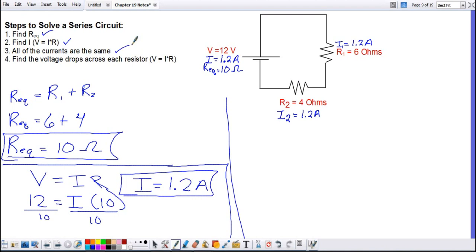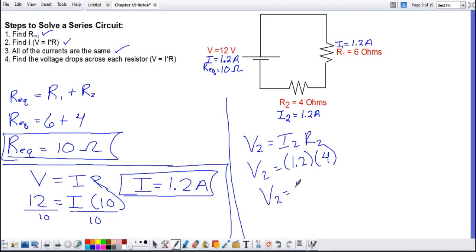The last step, find the voltage drop across each resistor. Okay, so we're going to go ahead and find the voltage drop here at resistor 2. So the voltage drop at resistor 2 is equal to the current at resistor 2 times the resistance at resistor 2. So the voltage drop is equal to 1.2 times 4. 1.2 times 4 is 4.8 volts. So voltage 2 is 4.8 volts.